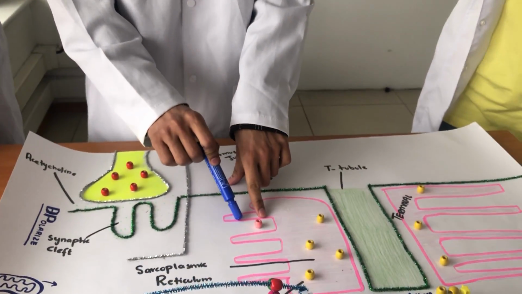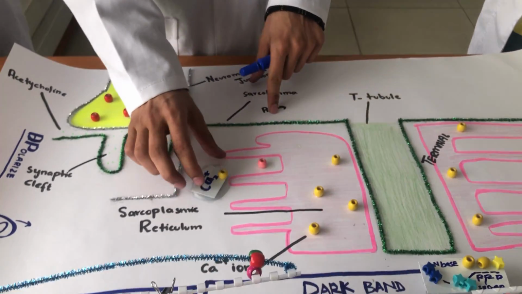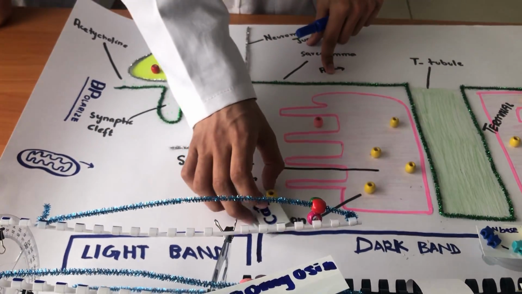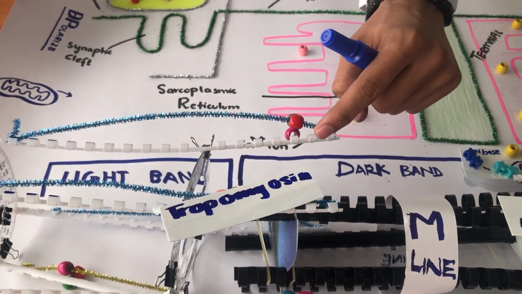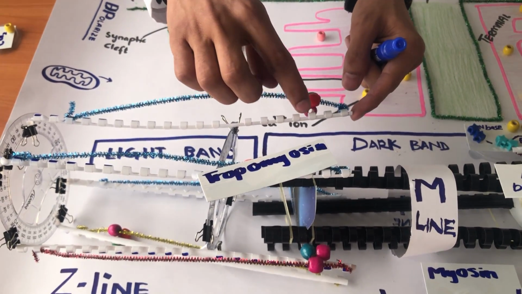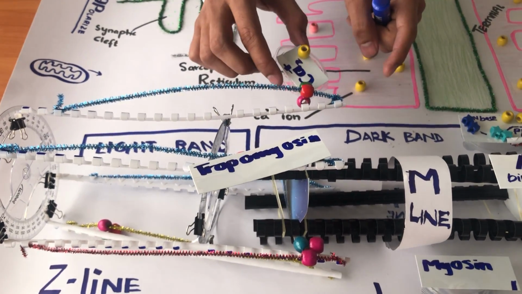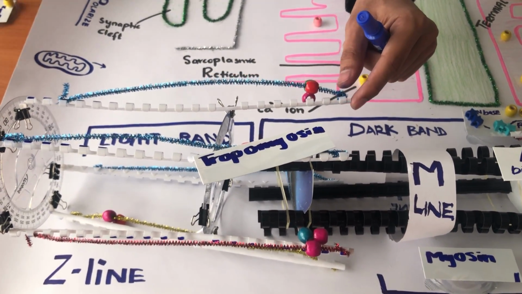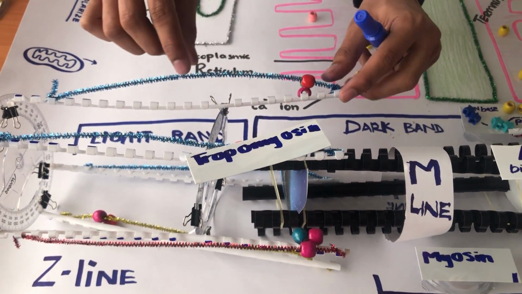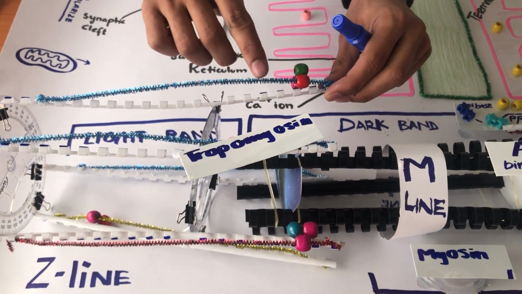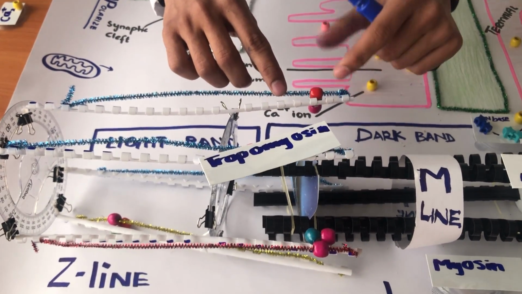The sarcoplasmic reticulum releases the calcium. This is the calcium, and calcium goes and binds to the troponin. Troponin is a 3 polypeptide complex. One end of the troponin is bound with the actin, one is bound with the tropomyosin, and one binds with the calcium. Now after the binding of the calcium to the troponin, the heads of the actin are free to attach with the thick filament.